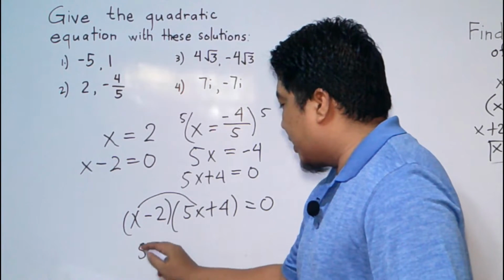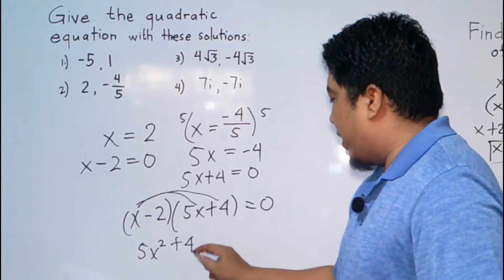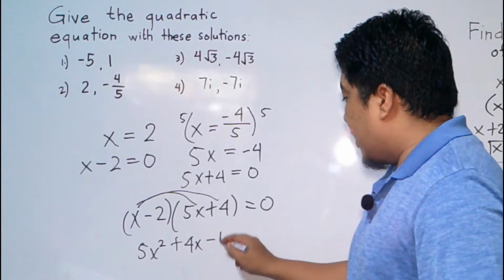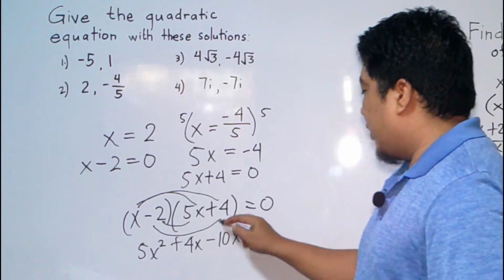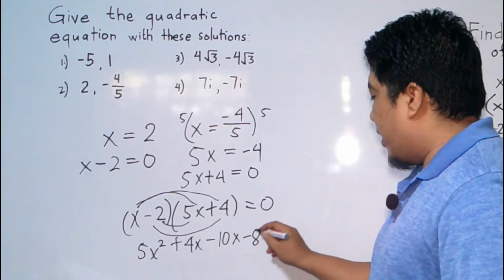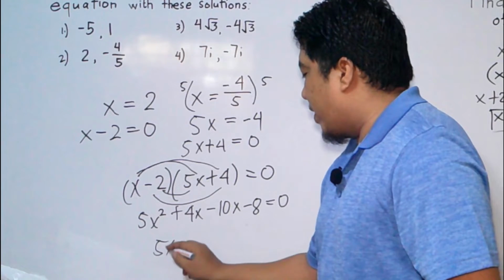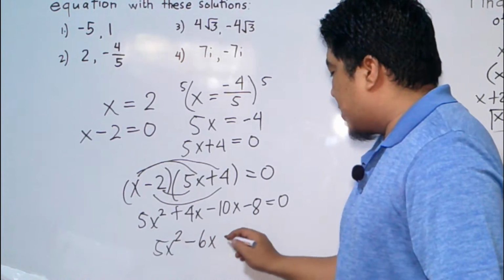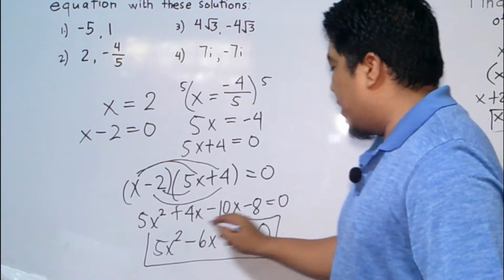Okay. So x minus 2 times 5x plus 4 is equal to 0. Then we apply the FOIL method. X times 5x, that gives us 5x squared. X times positive 4, that is positive 4x. Negative 2 times positive 5x, that will give us negative 10x. And finally, negative 2 times positive 4, we have negative 8 is equal to 0. Then we simplify the middle terms. We have 5x squared, 4 minus 10, that will give us negative 6x minus 8 is equal to 0. And that is your final answer.